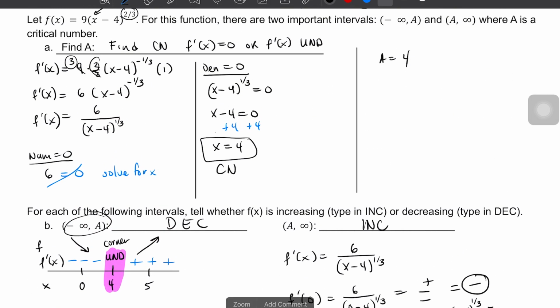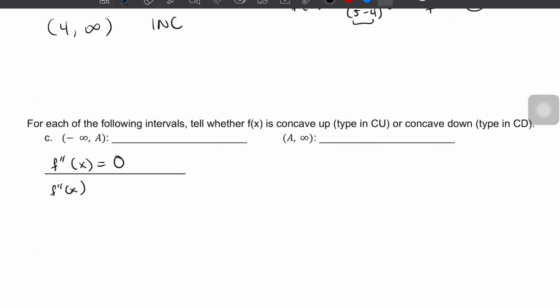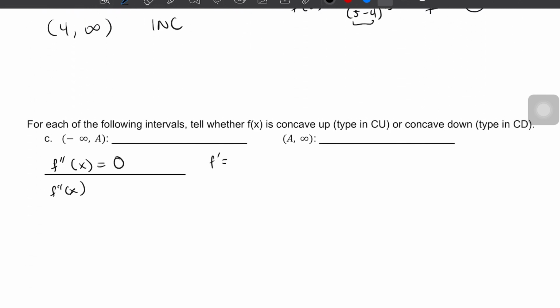So where are we at? Over here. So we have the first derivative was 6 times x minus 4 to the negative 1/3, right? So let's take the derivative of the derivative.